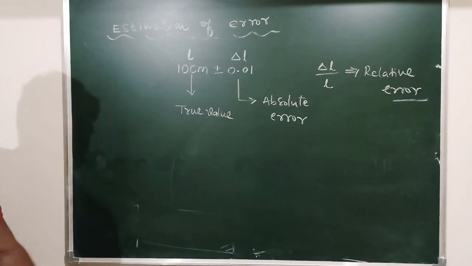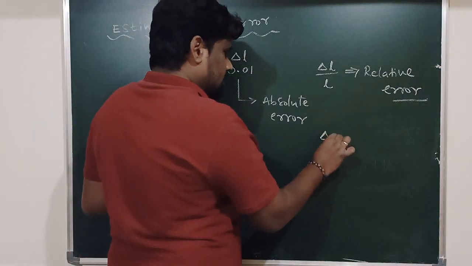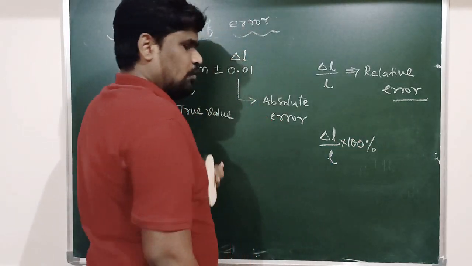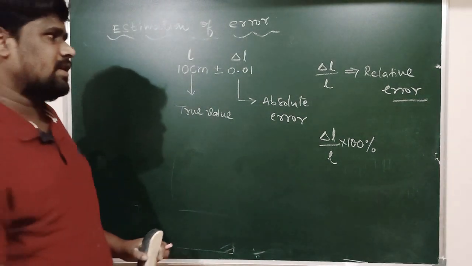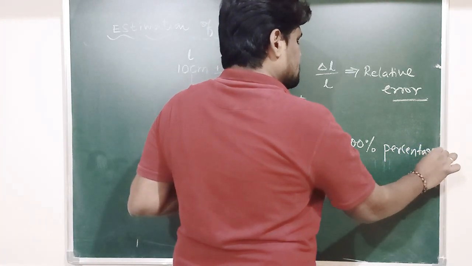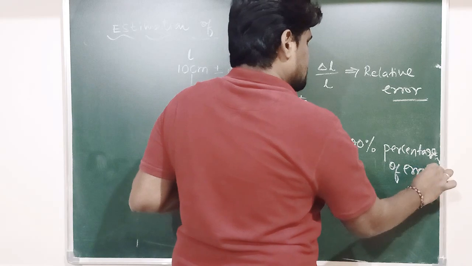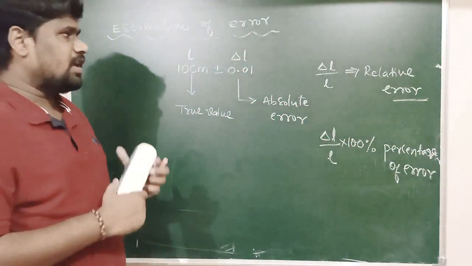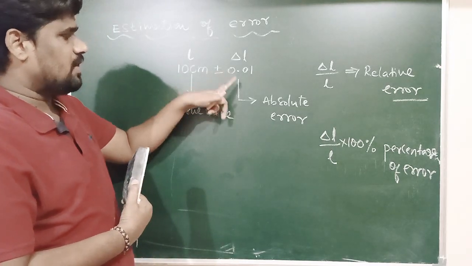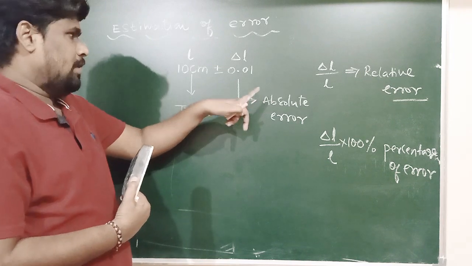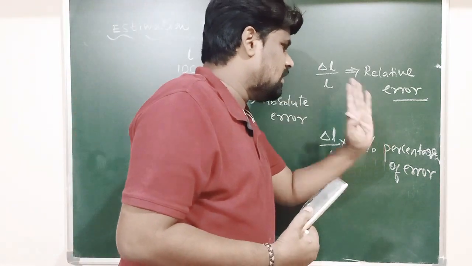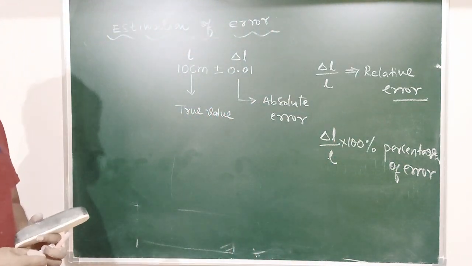Then what is the percentage of error? If the relative error is multiplied by 100%, then the result is called the percentage of error. So these are the three types of errors we notice in our measurement. The first type is the absolute error. Absolute error divided by true value is the relative error. Relative error multiplied by 100% is the percentage of error.